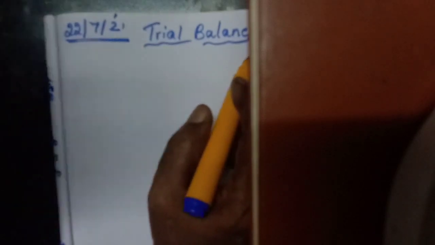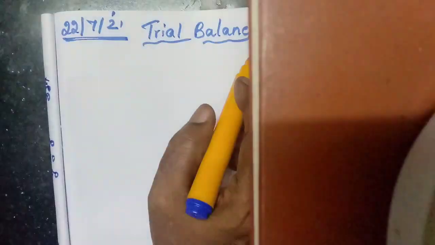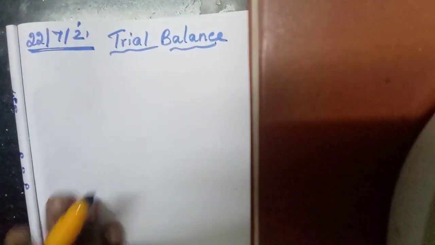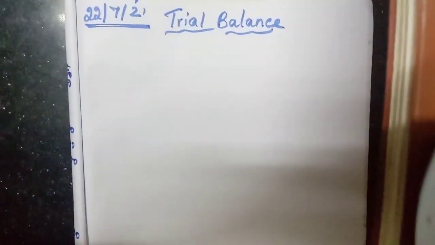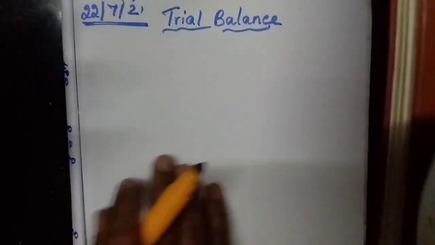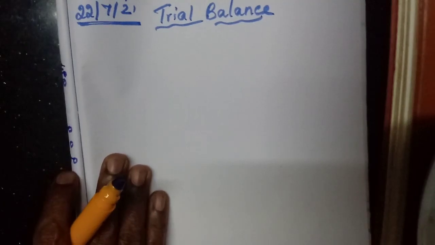Okay. In the trial balance, we have two more problems. We will complete that one, and I will explain the first chapter, accounting standards. So first we will do the seventh and eighth exercise.